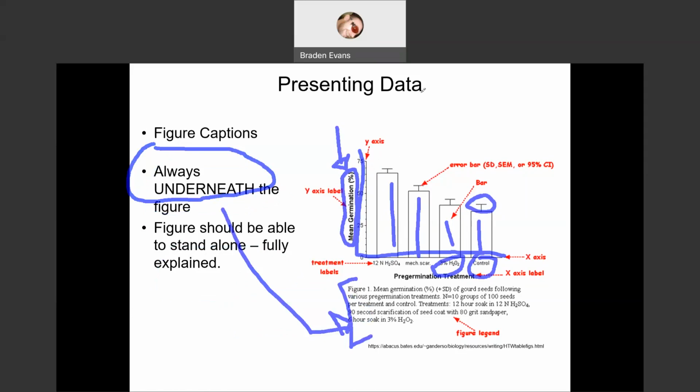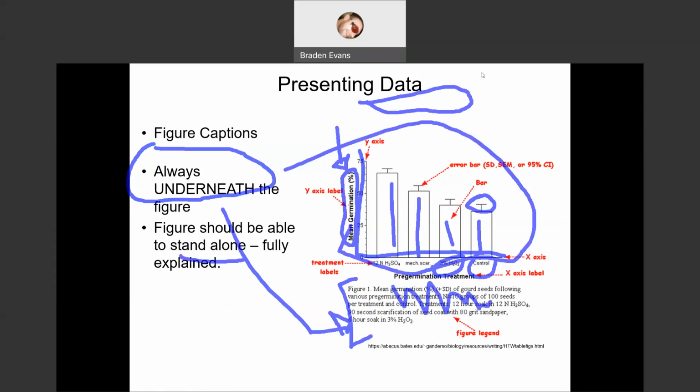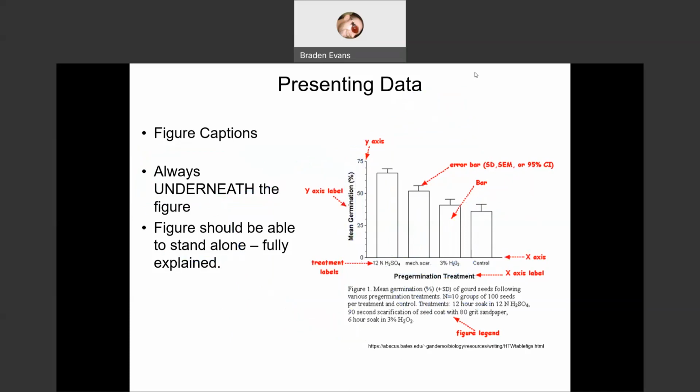So for our tables, it was up here. For figures, it's at the bottom. And look at all the detail here, right? There's a lot of information there because it needs to stand alone. There's a lot going on here, a lot of information. And so to make sure that the reader can clearly understand what is in that figure, you need a longer caption in this case, right? To really explain it.